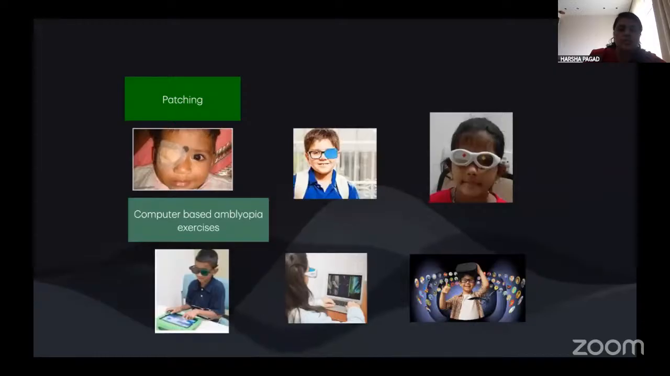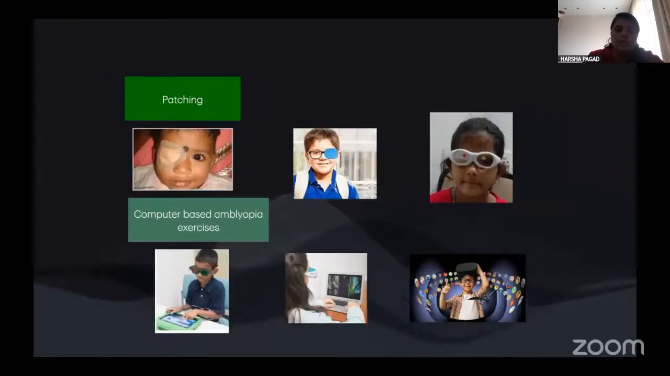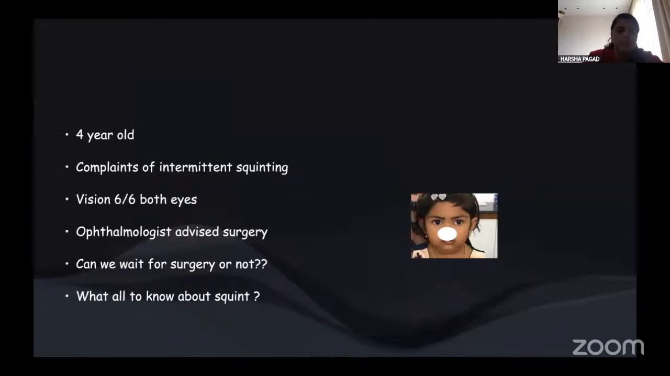So these are the different modalities of treatment for lazy eye. We can patch the eye with the occluder, or we can use some occluders over the glasses. At present, we also have computer-based amblyopia exercises, and of late, we also have VR-based games which help in treating amblyopia.